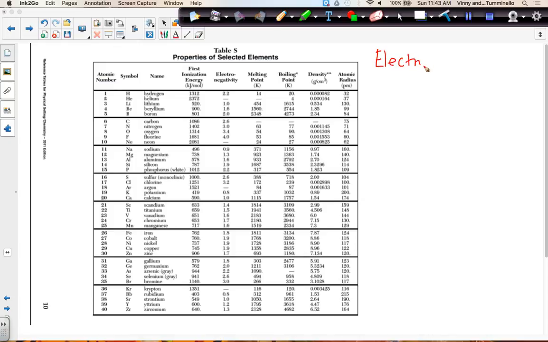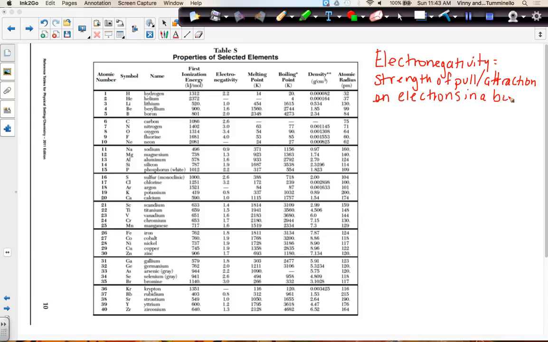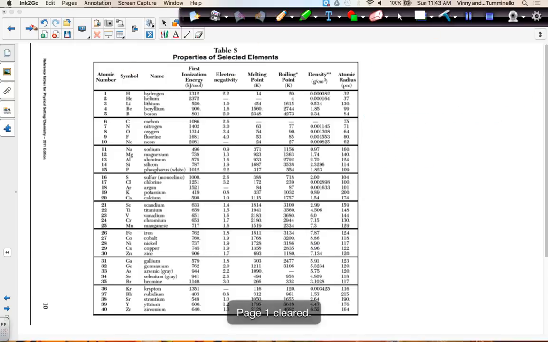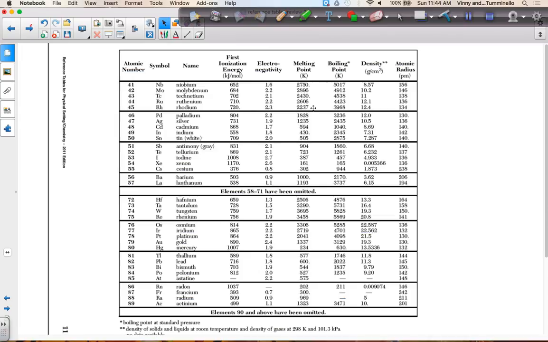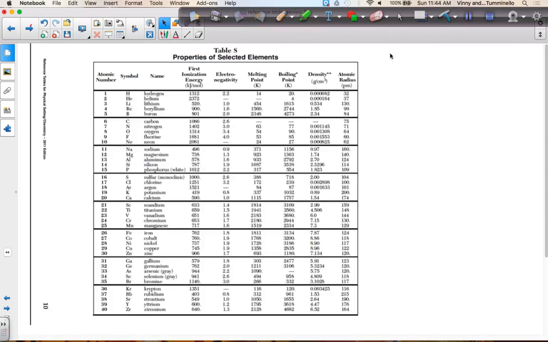Electronegativity is going to measure the strength of pull or strength of attraction for or on the electrons in a bond. So electronegativity is measured relative to fluorine. Fluorine has the highest electronegativity at 4.0, and francium has the lowest, and I believe that's at 0.7. But either way, francium is going to have the lowest and fluorine will have the highest. Let's see. We've looked down for francium. Yes, francium is 0.7 as the lowest electronegativity.